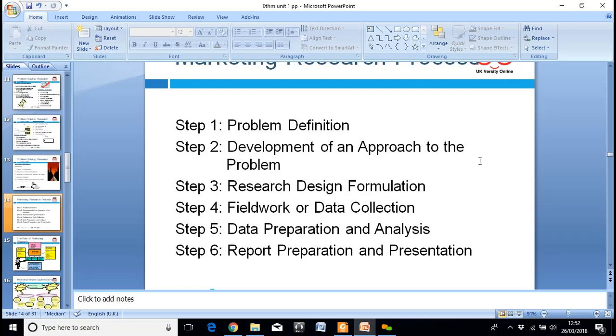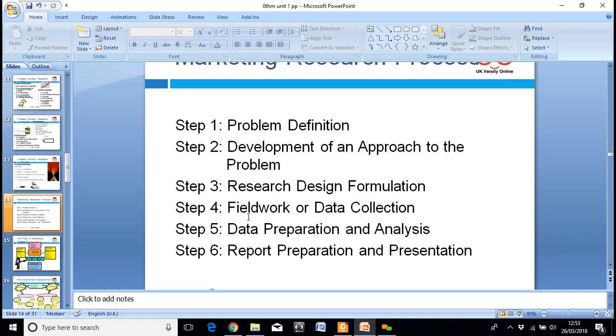You develop your approach by reading different materials that's been done in the same area previously. So you look at the work that's been done previously and look at where you can improve on that. And that's why the research design or the formulating of how you're going to gather your data is important.